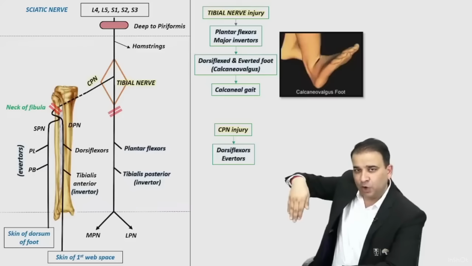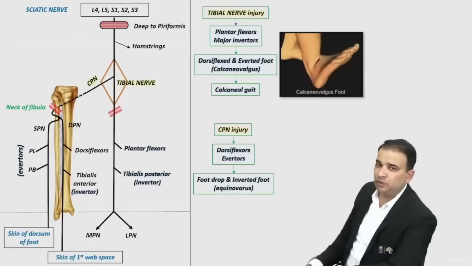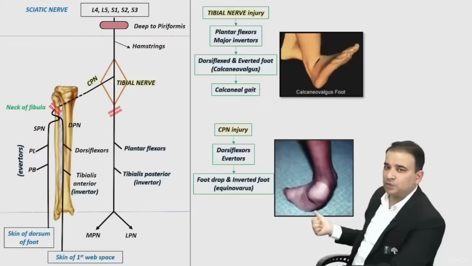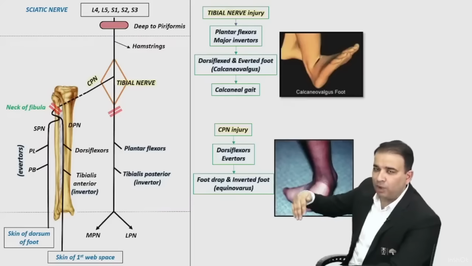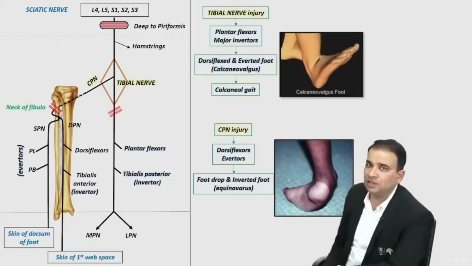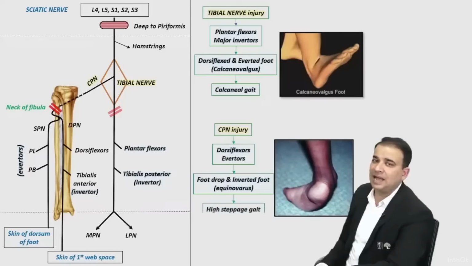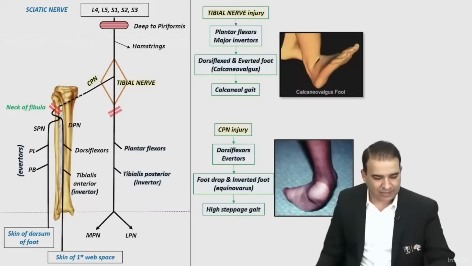Plantar flexed, that is foot drop, and inverted foot will be there, and that is the equinovarus position of the foot, something like this, the equinovarus position of the foot. And when the foot is dropped and inverted, obviously when you walk with the foot drop, you tend to take high steps to clear the foot off the ground so that the toes will not drag on the ground, and that is called as a high steppage gait.